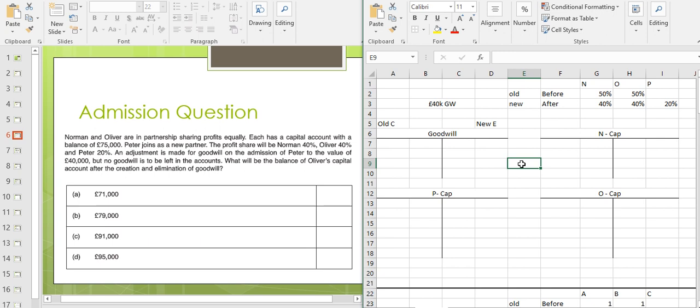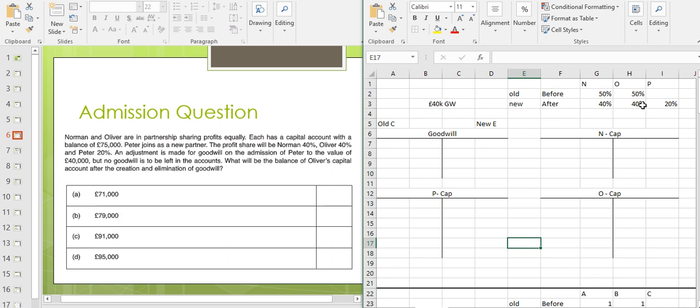So I've done a bit of a breakdown, and you'll notice that I've used the same format for all the questions, simply because it makes things very, very easy. When you are tackling a question like this, put the partners up, all of them, whether it's before or after the changes. So we have N, O and P, Norman, Oliver and Peter. We have the old, so before any changes took place, Norman and Oliver were the only two partners there. However, afterwards it's changed to 40, 40 and 20, with Peter now there. So Peter wasn't there before, he is now there after the change.